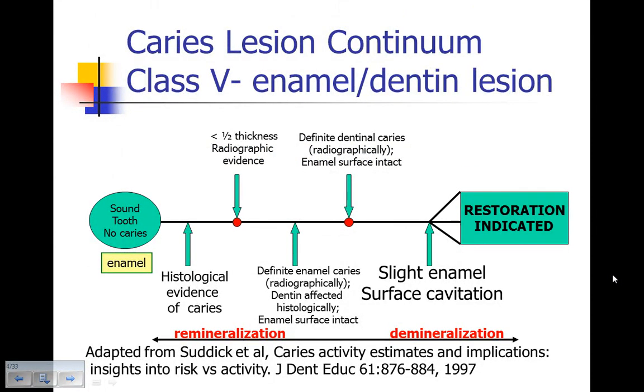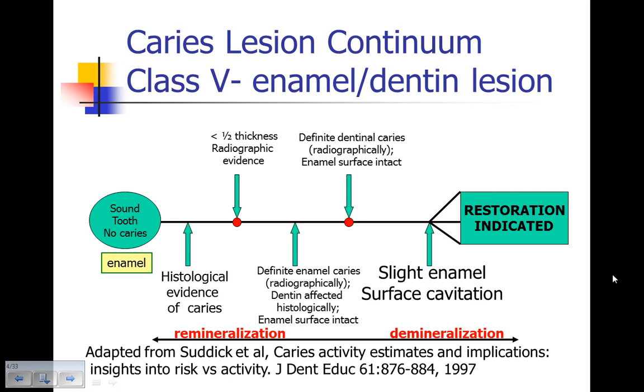The Class V caries continuum is very much the same as what we saw with the Class I and Class II, and Class III and Class IV as it relates to an enamel lesion. A sound tooth has no caries. In fact, there's an equilibrium between the remineralization and demineralization process. Histologically, as the bacteria penetrate and the leading edge of the bacterial acids penetrate through the enamel, we'll see histological evidence of caries.